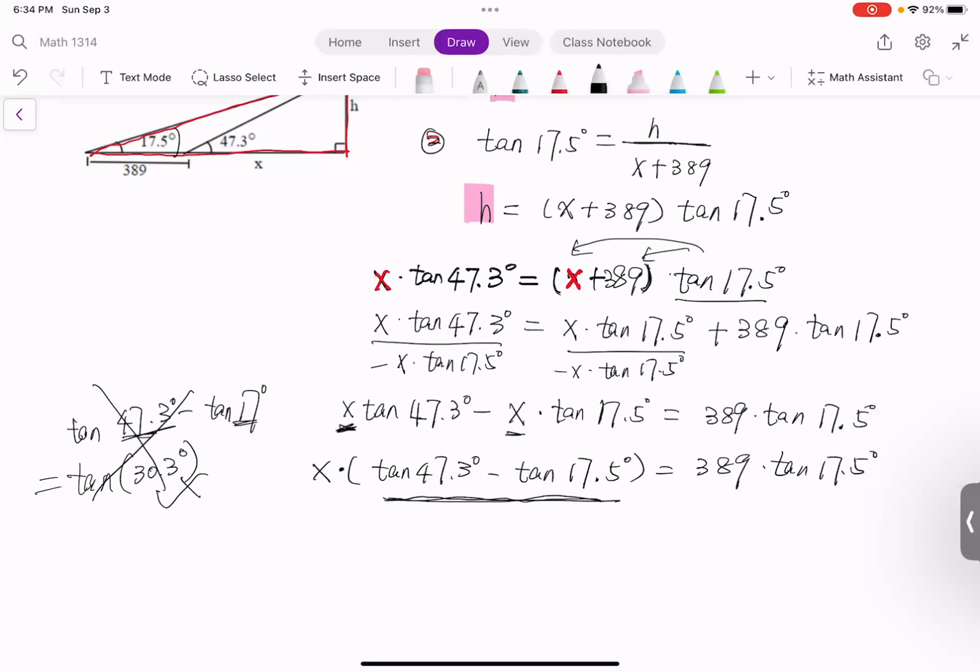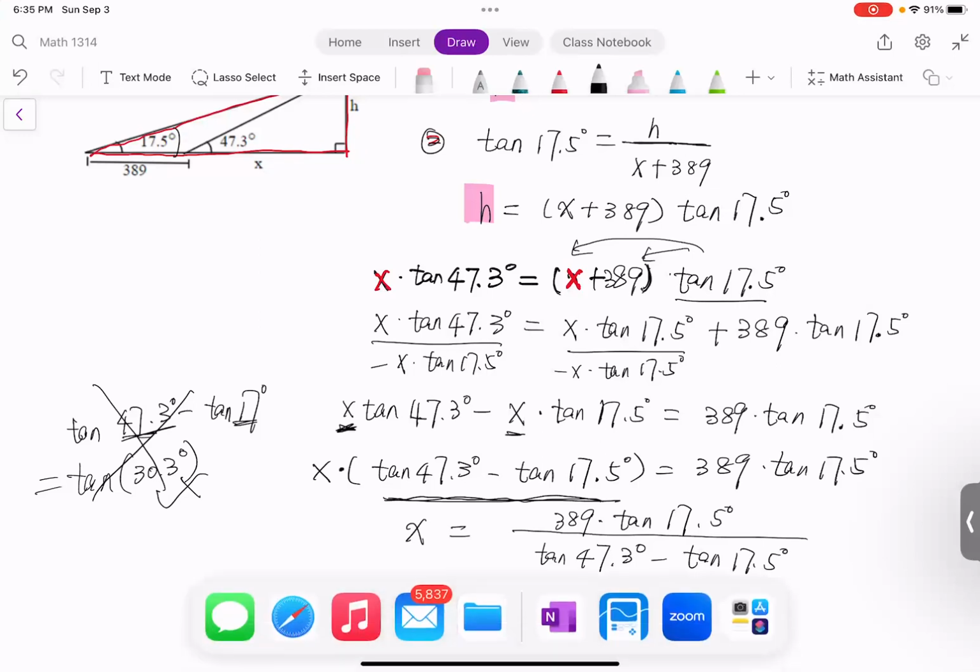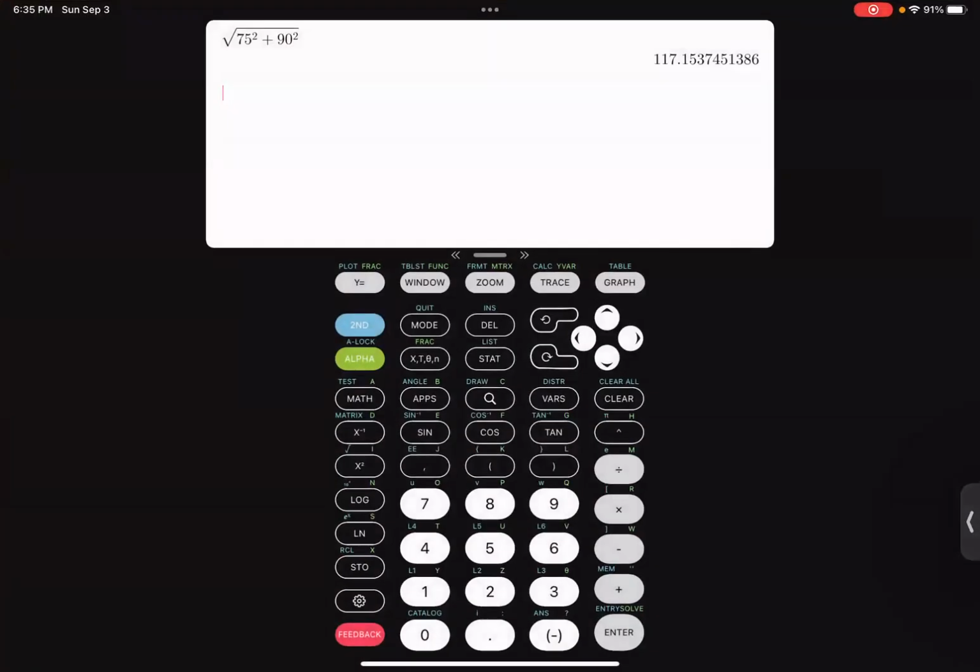So x is isolated. On my right side, we have 389 times tangent 17.5 degrees divided by tangent 47.3 degrees minus tangent 17.5. Oh, that's a huge computation. So let's use our calculator. On the top of the expression, we have 389 times tangent 17.5. Then divided by the bottom. The bottom has two terms, so let's use parentheses.